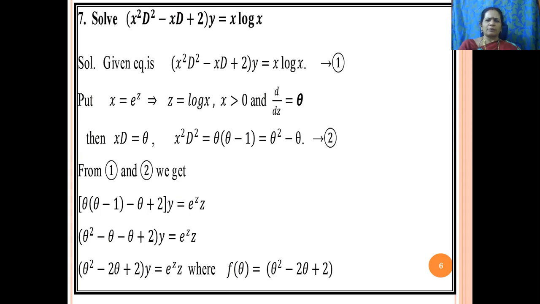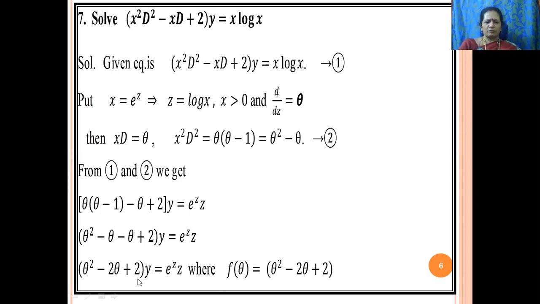Okay. Now coming to the next one, next problem. This is in the form of solve x square d square minus x d plus 2 into y is equal to x log x. Right, similar to the previous one. Here also Cauchy Euler equation we are going to apply.